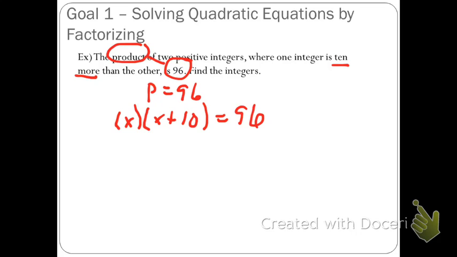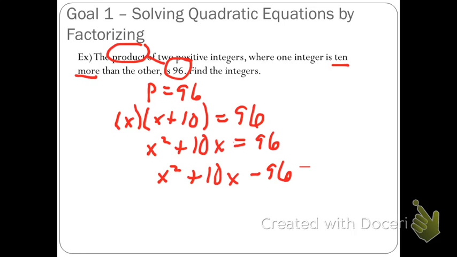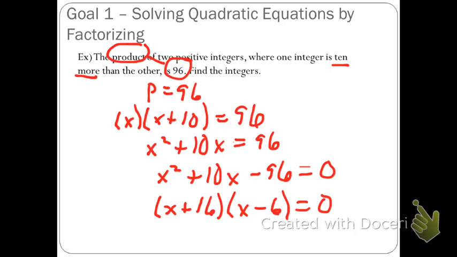Follow so far? Good. So we're going to get then x squared plus 10x equals 96. And then we're going to try to solve by factoring, so we want to set the equation equal to 0, and that'll give us x squared plus 10x minus 96 is equal to 0. Now, I don't know if you know your factors of negative 96 quite so well, but it turns out the factors of negative 96 that will add up to positive 10 are going to be positive 16 and negative 6. And so the solutions to the quadratic equation are x equals negative 16 and x equals 6.